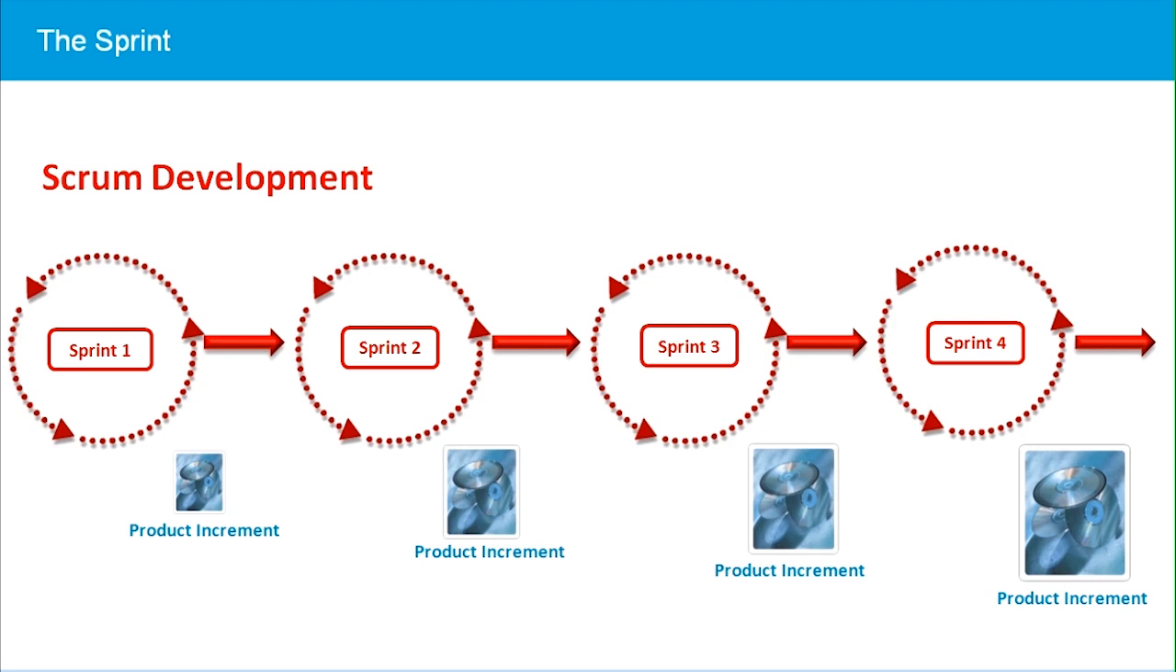And since each sprint includes the highest priority items in the product backlog, the resulting product increment will always include the features which the customer considers the highest value.